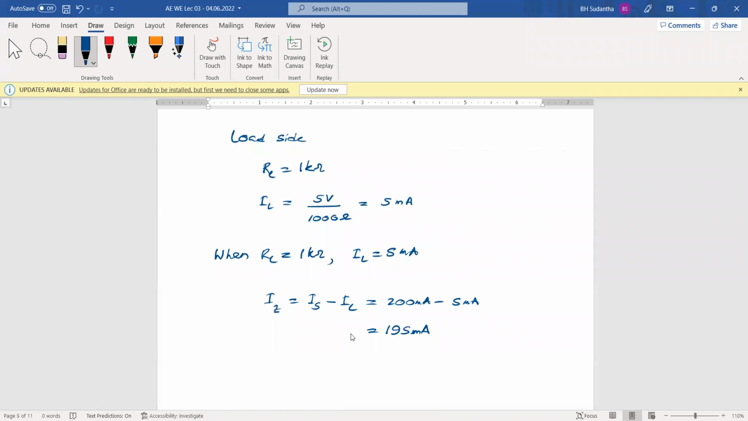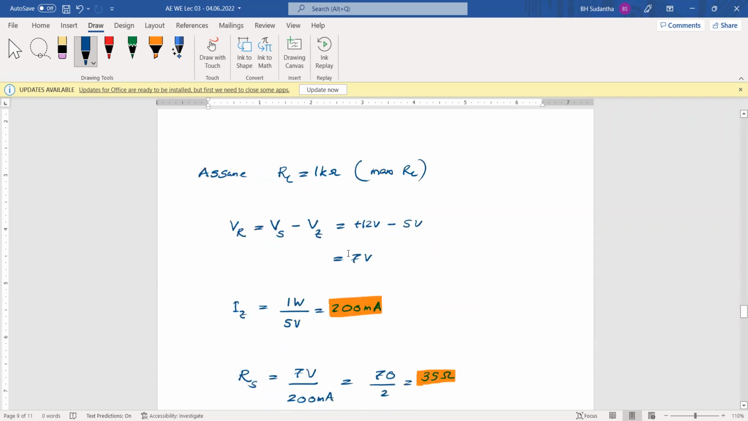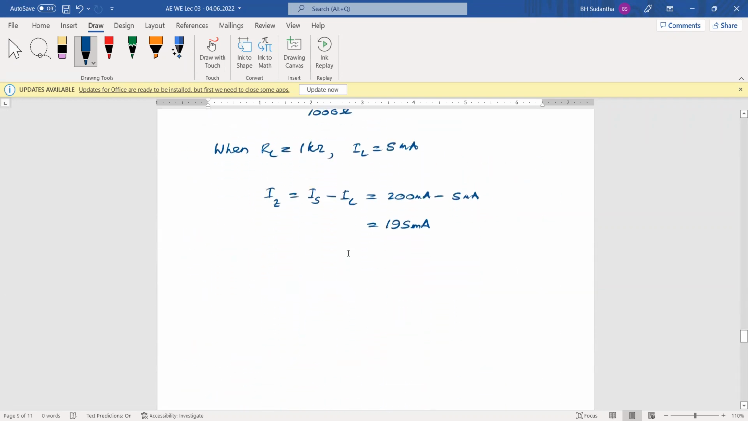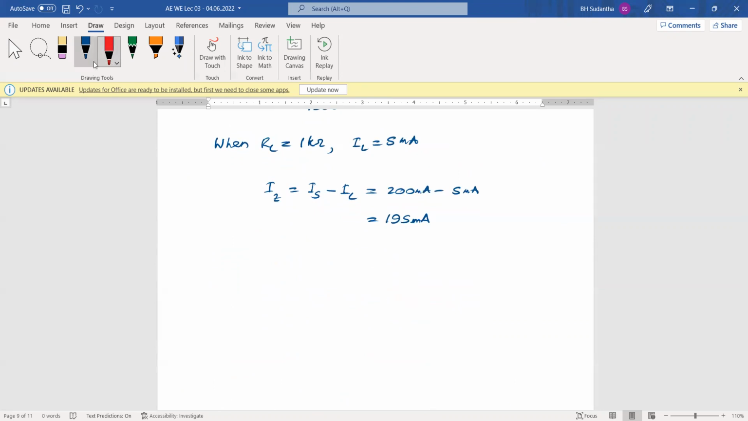Okay. Now assume that RL is going to decrease. If RL is decreasing, then IL will be a different value. For example, you can say the IL will be 10 milliampere. Then, if IL is 10 milliampere, IZ may be 190 during that. But IZ can be changed.